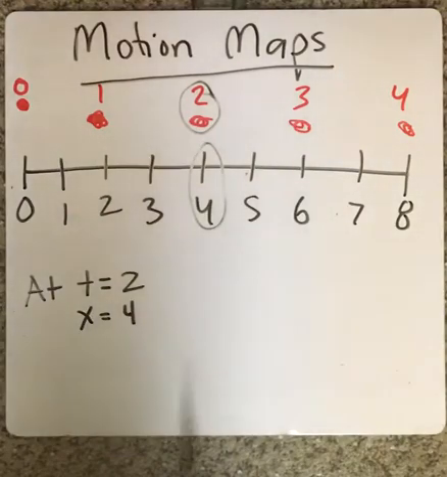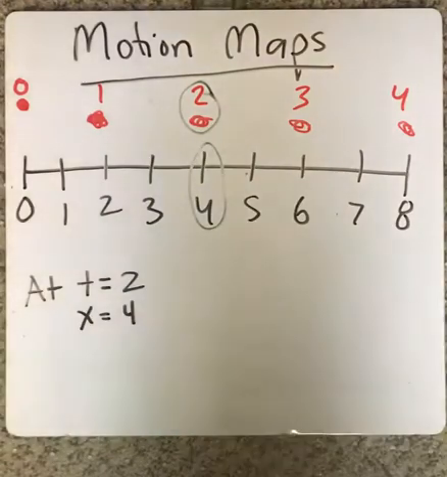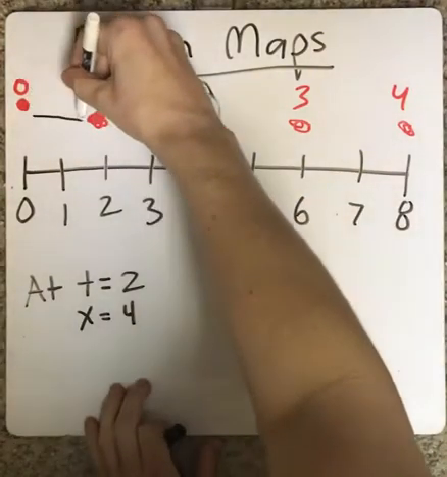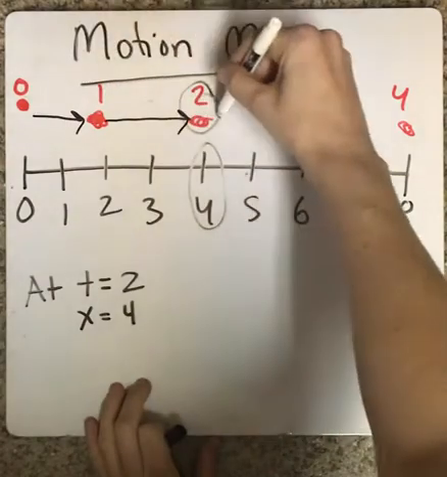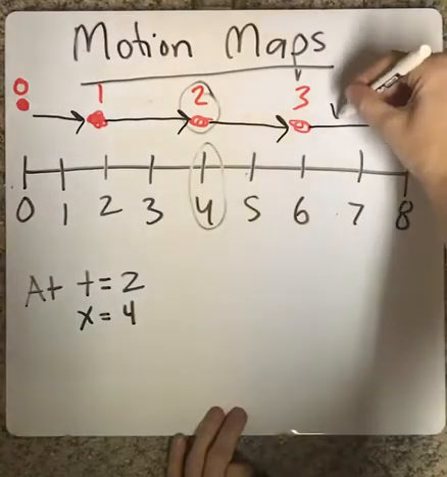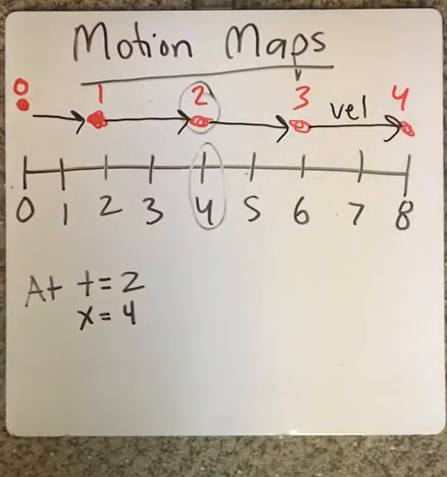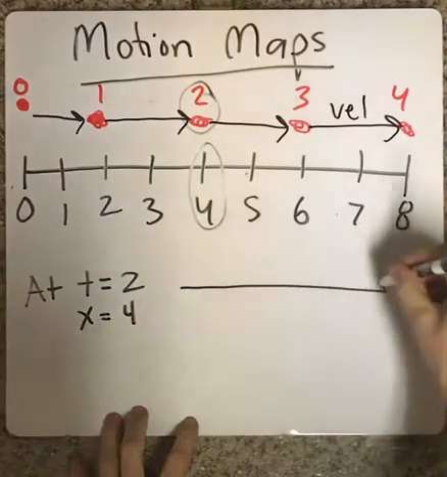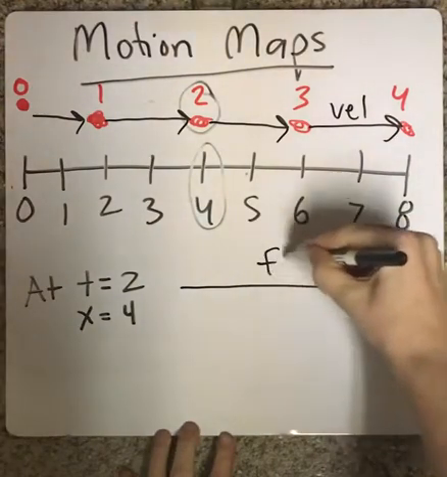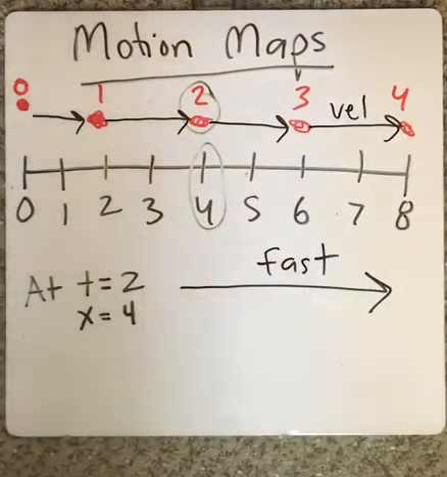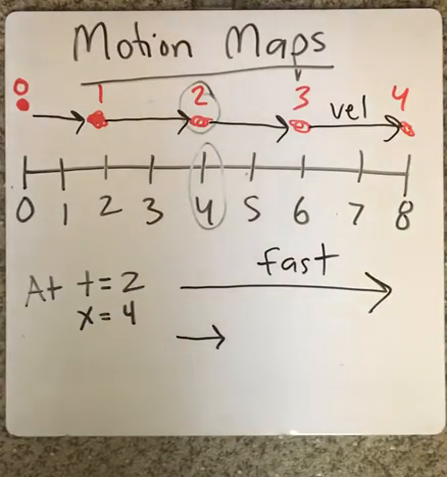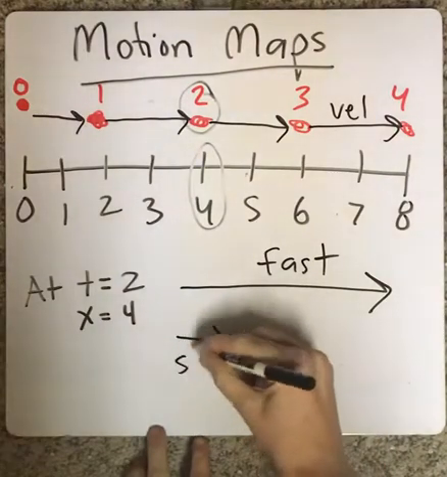Now, we often draw arrows to show the motion of the object. So I'm going to connect these with an arrow. These arrows represent velocity. A very long arrow means that the object had a lot of velocity. We would use the word fast. And a very short arrow means that the object had very little velocity. We would use the word slow.